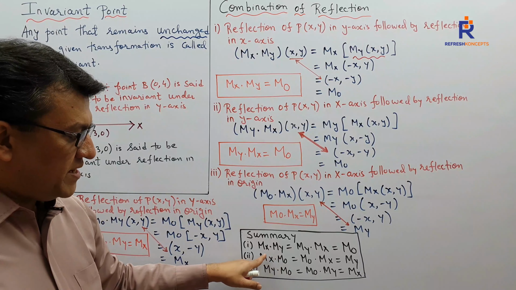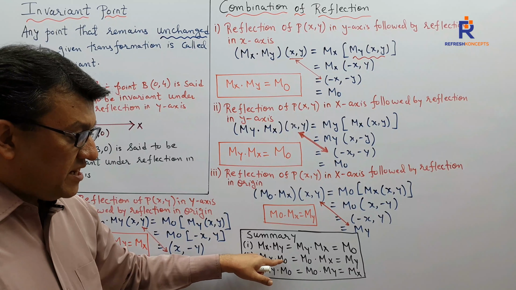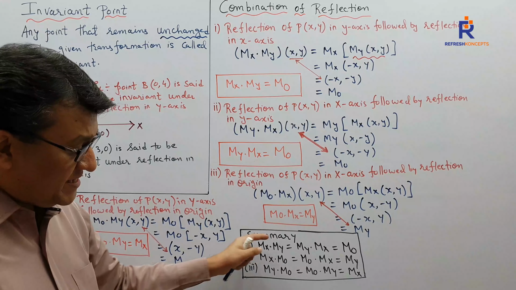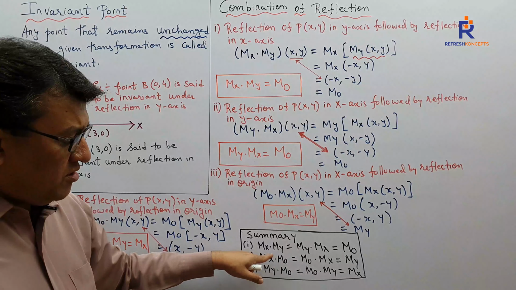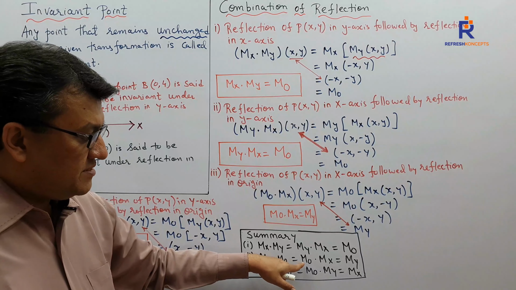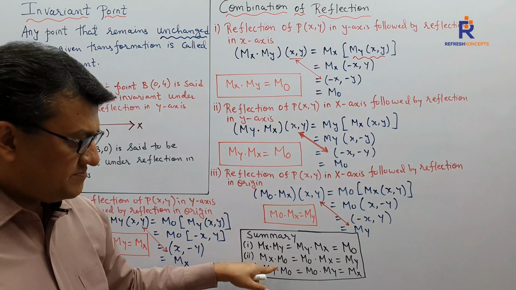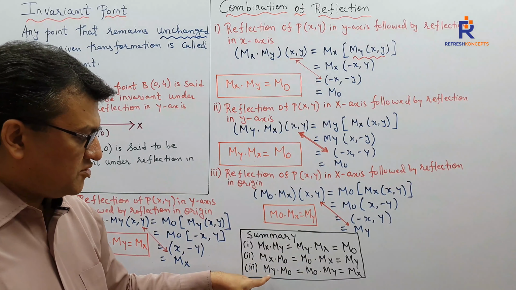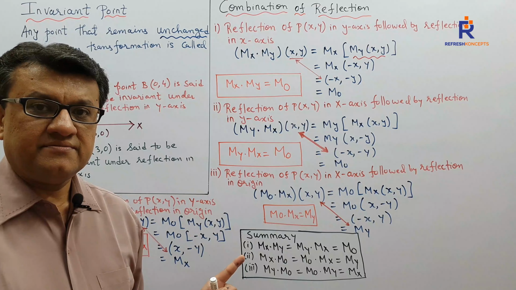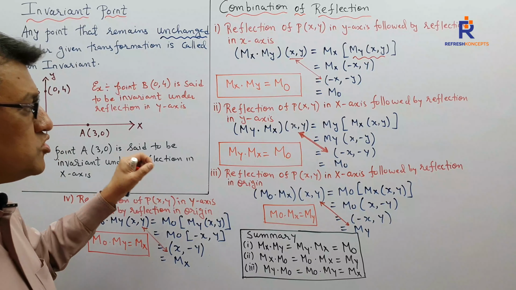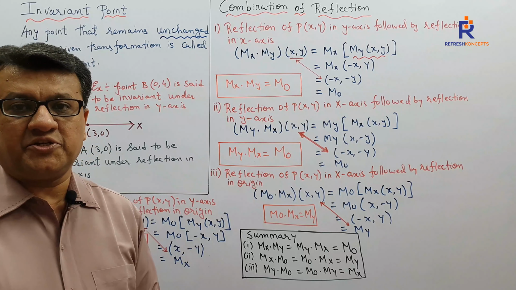Reflection in origin followed by Mx. Here, whether you take Mx ahead and Mo behind, it's going to be the same. So Mo followed by Mx is My, as I stated. Anything can come first. Here also My dot Mo or Mo dot My is again Mx. This is what we should know before we go for solving any sum of reflection.